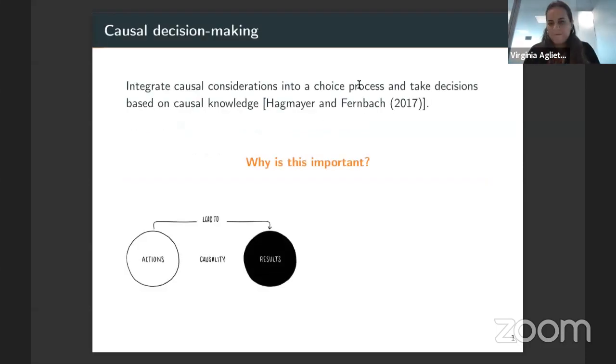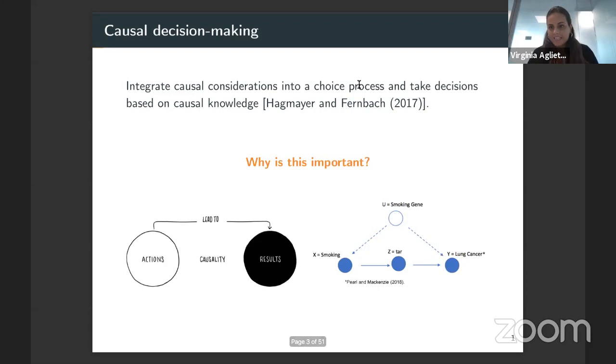So what do I mean by causal decision making? With causal decision making, I refer to the idea of integrating causal considerations into our choice process, and so taking decisions on the basis of causal knowledge. And this is really important because it allows us to take actions, reasoning about what result we expect to get.